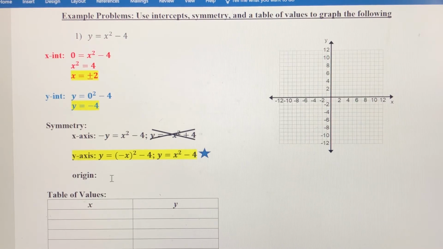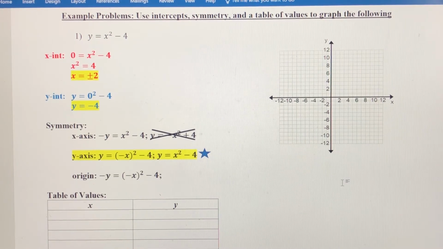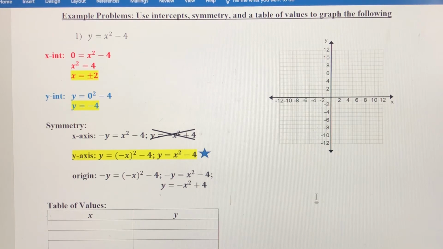All right, just to check, let's check for origin symmetry. We replace y and x both with their opposites, so I get negative y. When I square negative x again, I get x squared. Now I multiply everything by negative 1, and I get a different equation than what I started with. So this equation will not have origin symmetry.